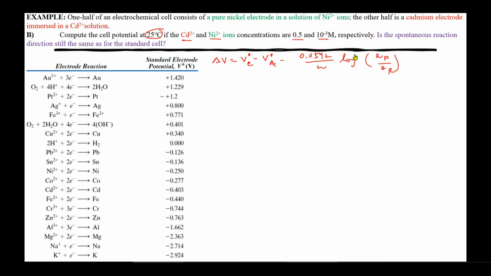Done, sir. Very good. Let me write down what you have found out. First, could you tell me what your cell voltage is? Sir, 10⁻³ is written here, right? Yes, 10⁻³ is written. I am getting something like 0.073. Yes, sir, minus 0.073.